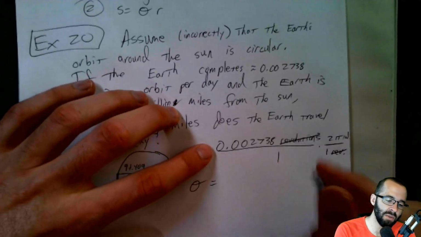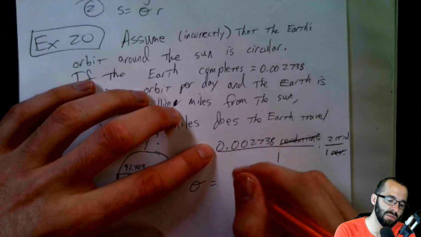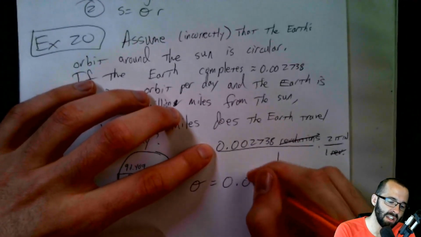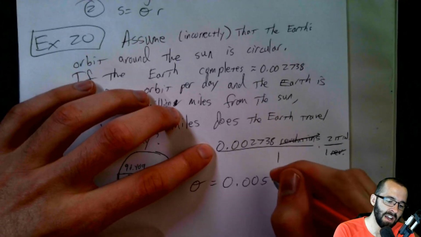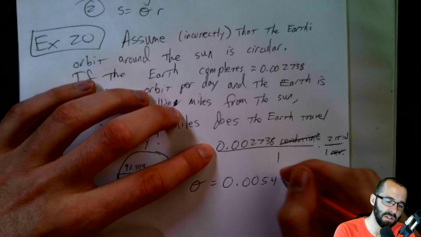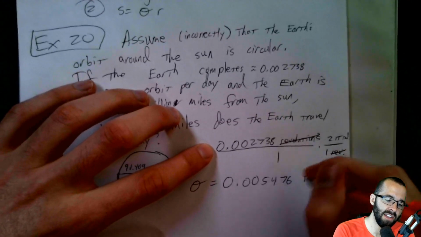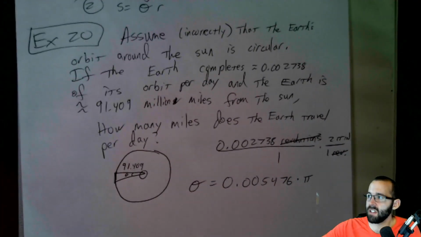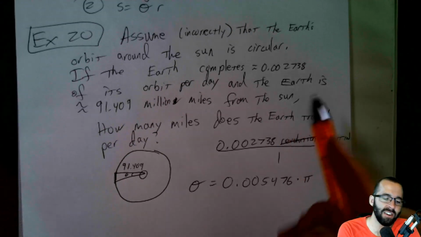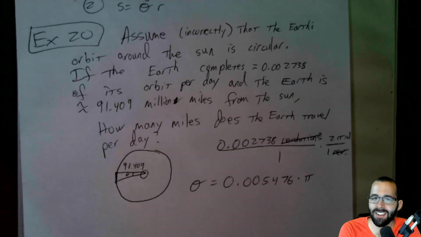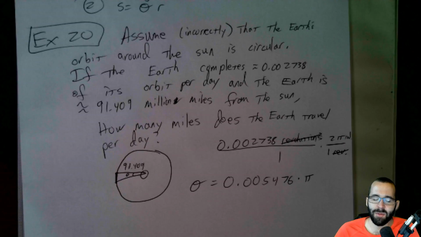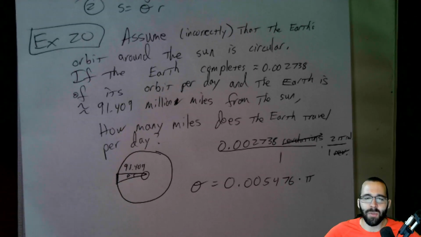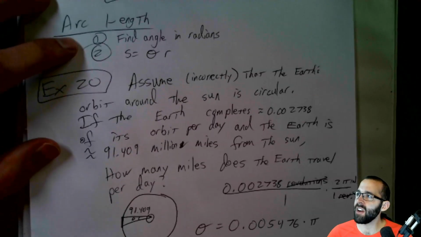Our angle theta, we multiply this out, 2 pi. Let's multiply the 2 in, and you're going to get 0.005476. And then let's keep the pi at the end. All right, just so it's still an exact answer. Again, we already approximated at the very beginning, right? The problem information is approximating, but we don't want to approximate any more than we have to. Keep things as accurate. So remember how we find arc length.